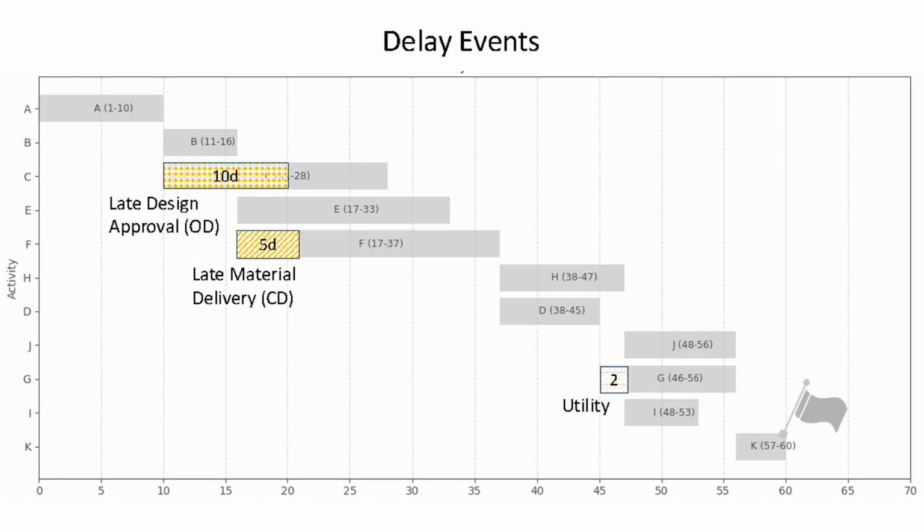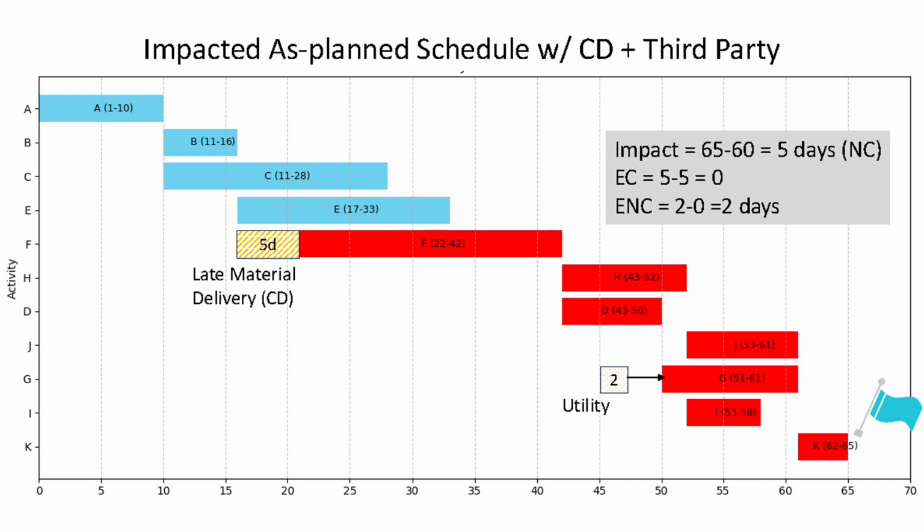Now we move on to the compensable part. For this, we create a third impacted schedule that includes the contractor's 5-day delay and the 2-day third-party utility delay. In this version, the contractor's delay pushes back several activities, including Activity G. Because of that, the utility delay no longer has any real impact. It has been absorbed into the contractor's delay. Looking at the final activity, we see that the schedule still finishes in 65 days.